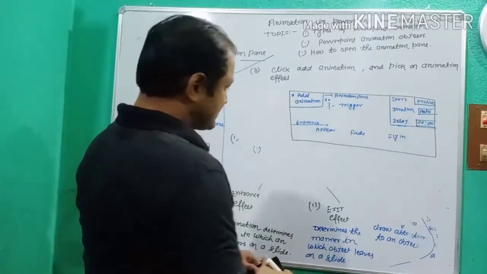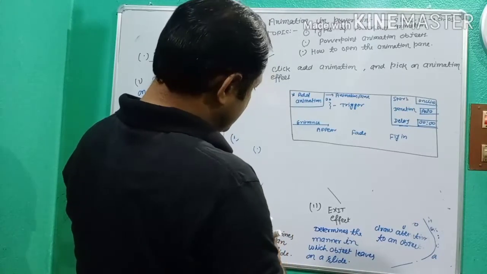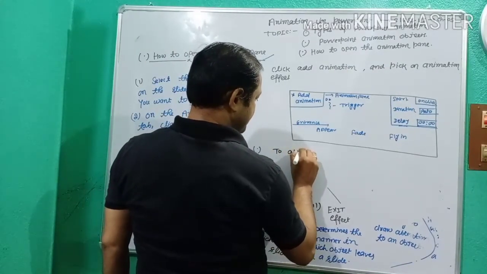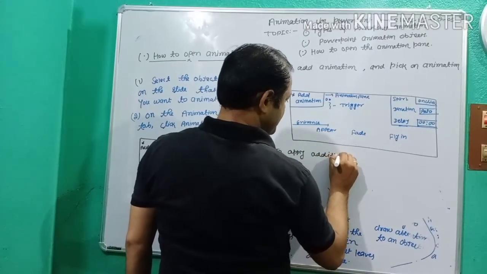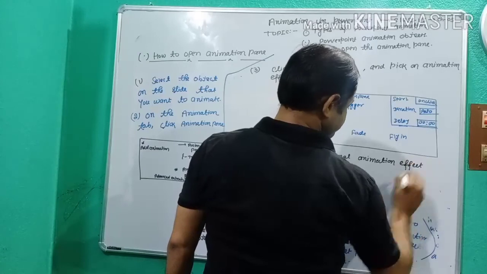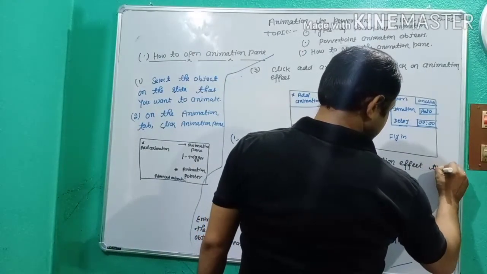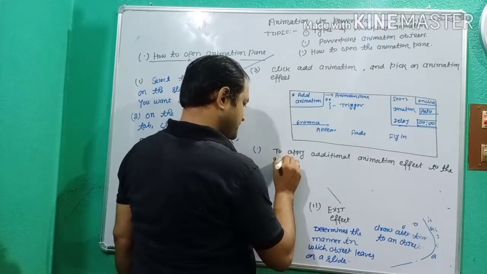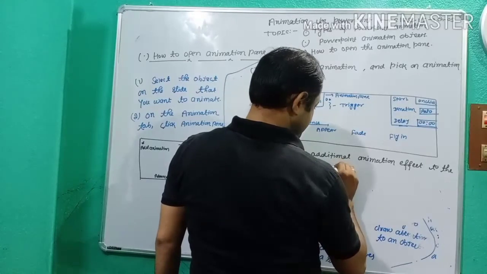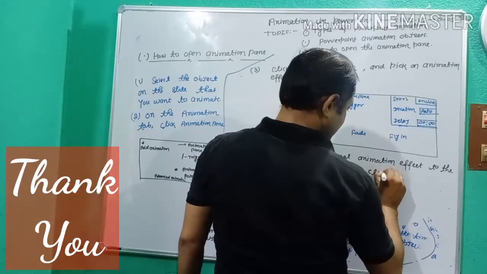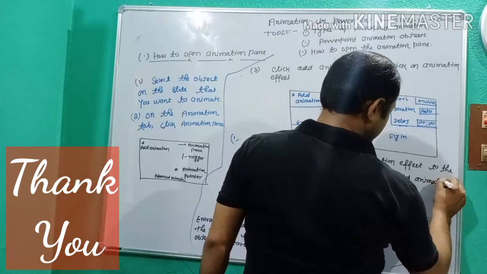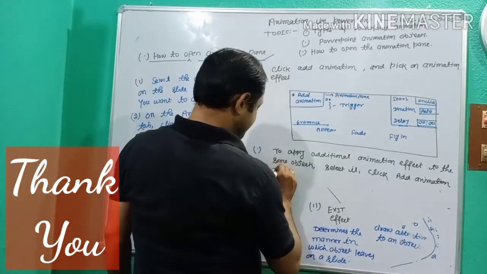And my last and final area: to apply an additional animation effect to some object, select it and click add animation, and pick another animation effect.